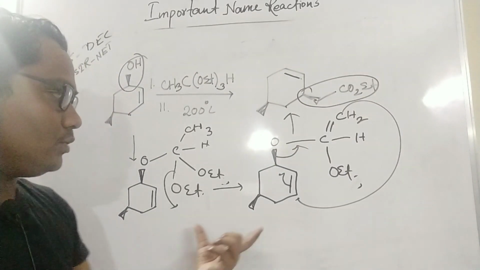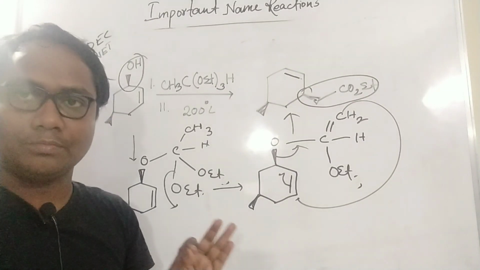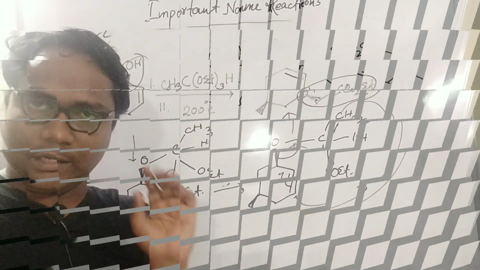Now whatever the mechanism, you also check your book, but the mechanism will form this way. So you have to understand this one of the most important examples of the Ireland-Claisen. Now I will give another example.